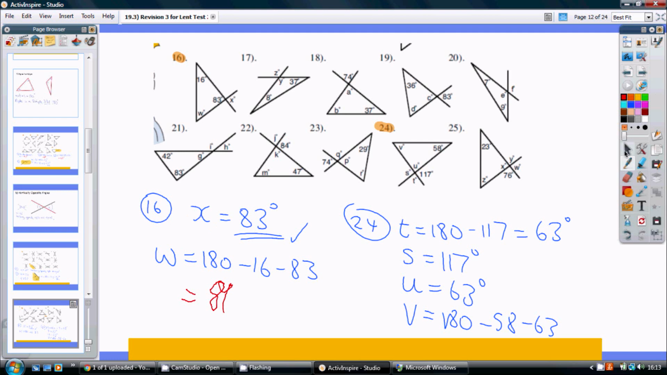Right, then question 24. So let's just work our way around all those bits. S equals 117 because it's vertically opposite. So T, doing angles on a straight line add up to 180, so that must be 63. So U must also be 63 because it's vertically opposite T. And then V you can work out because angles in a triangle add up to 180.